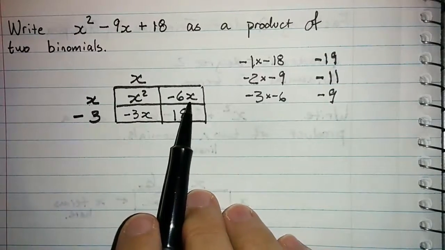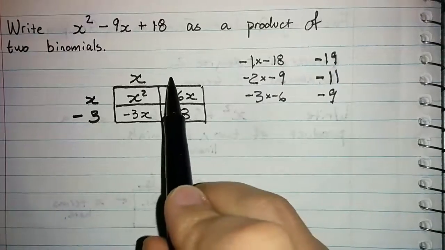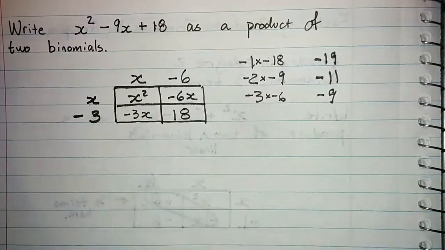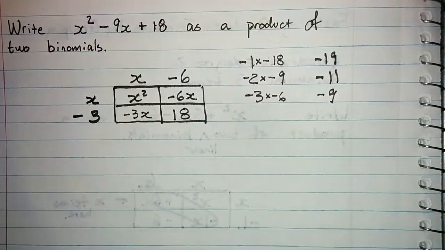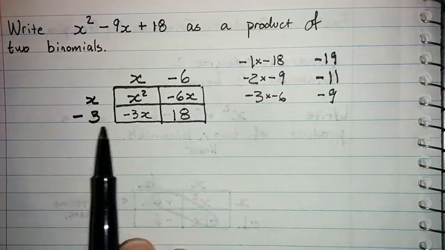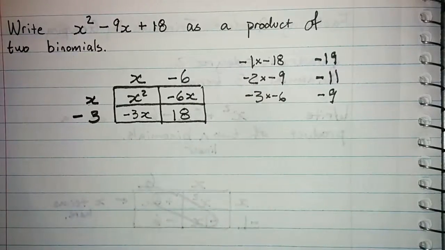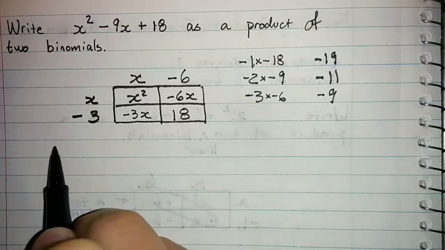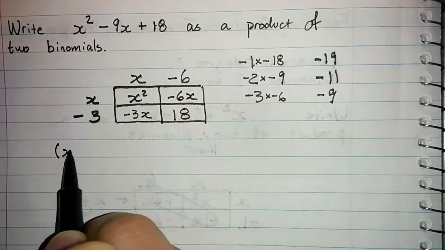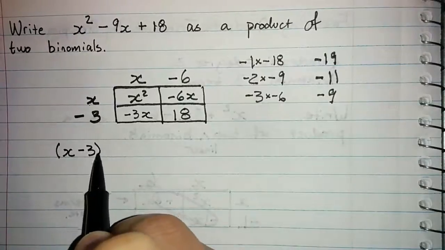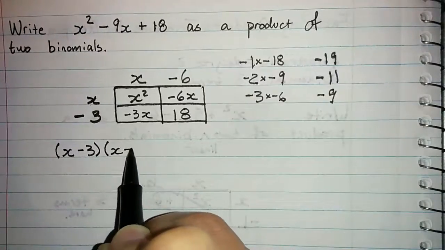X times what gives me negative 6x? X times negative 6 gives me negative 6x. Does negative 6 times negative 3 give me positive 18? Yes, it does. So what are my factors? X minus 3 times x minus 6.